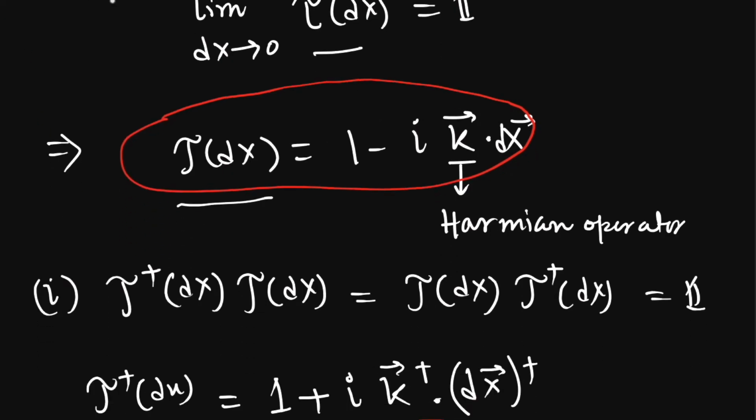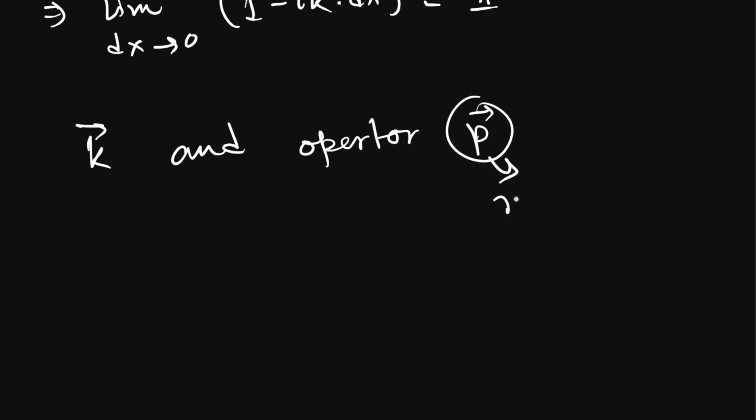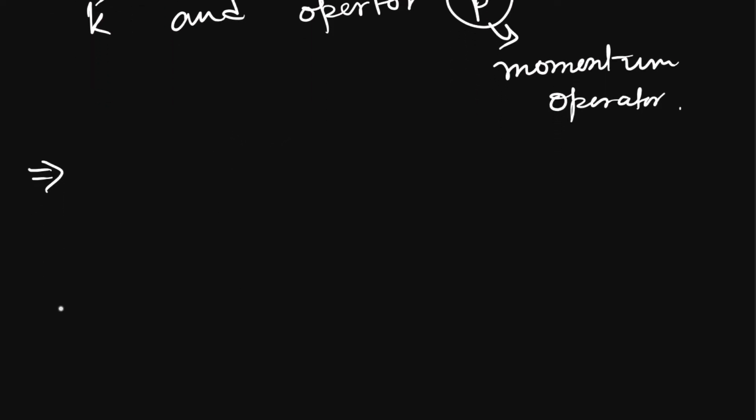Now, by accepting the form of tau dx, we are in a position to derive an extremely fundamental relation between the operator k and the operator p, which is the momentum operator. So to do so, first let us derive the commutation relation between the position and the translation operator.